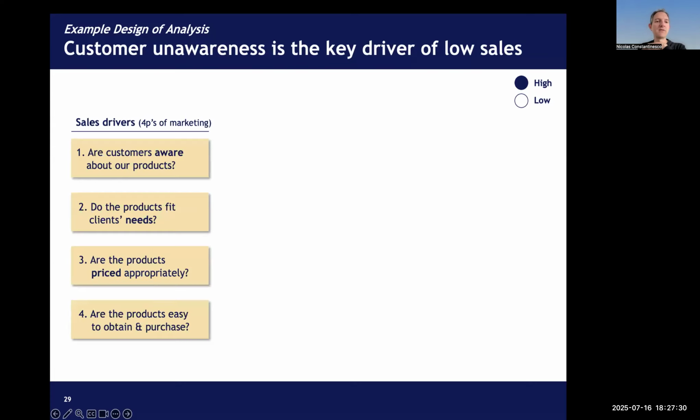So if you take the 4 sales drivers, the 4 Ps of marketing, and you say, all right, are the customers aware of our products? That's the awareness bit. Does the product fit the client needs, etc.? Each of the 4 Ps you frame in the form of a question. And the hypothesis, again, is that the issue is awareness. So if you were to assess a rating, you would give a low rating on the awareness bit and a good rating on the rest. That is consistent with the hypothesis at the top.